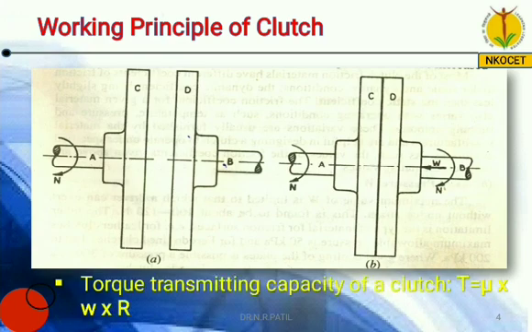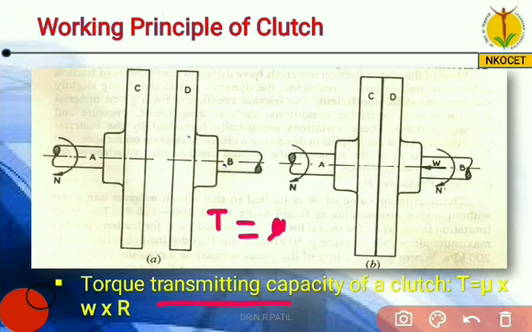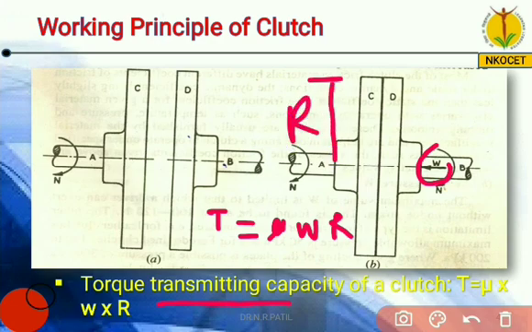Now this is very important. The torque transmitting capacity of a clutch is given by T equals mu W R. You always remember T equals mu W R. So what is mu? Mu is the coefficient of friction of the material. W is the load. You can see this is the load. And R is the radius of the plate.